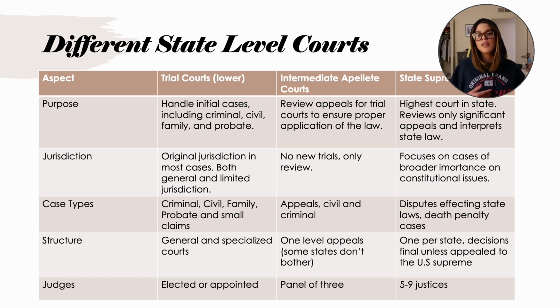Now, heading into the state Supreme Court, it's the highest court in the state. It reviews the significant appeals, so anything that has to do with and interprets the state law, whether it's in a bad way or unconstitutional way, it makes it to the Supreme Court. And then as we move on to the jurisdiction, it only focuses on the cases of constitutional issues. And the case types really is disputes affecting state laws, death penalty cases. So basically landmark cases. And then there's only one Supreme Court per state, and their decision's final unless you really just decide, I don't like this answer that you're giving me.